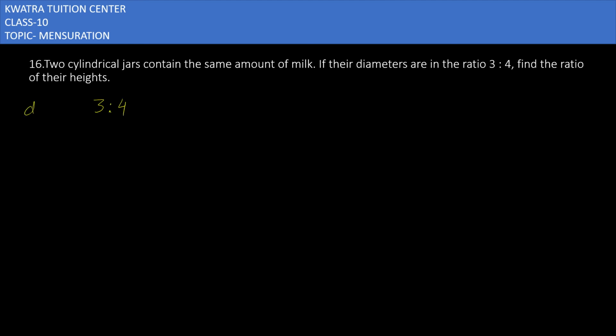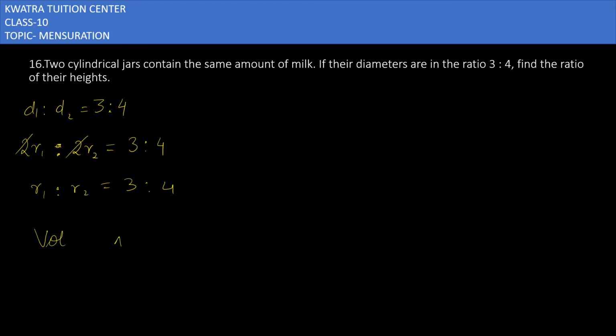So let's say we have d1 over d2 is equal to 3:4. Now how can you write d1 in the form of radius? 2r1, and d2 as 2r2, is equal to 3:4. So you can cancel 2 with 2. So the ratio of radius will also be the same, that is 3:4. So you now know the radii of both, and now you have to find the ratio of their heights. For that, take the volume of both.